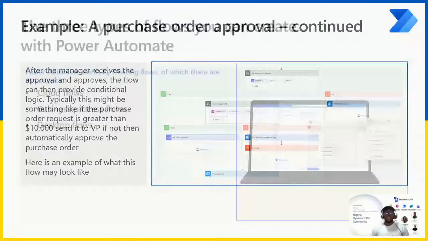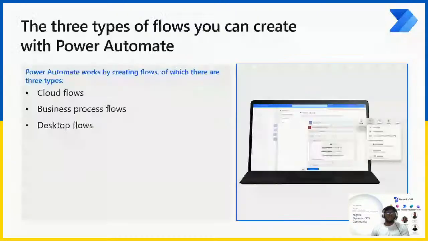Business process flow is a unique kind of flow that works best, or works majorly, or even works at all with Dataverse and model driven application, MDA. So business process flow helps augment the processes with model driven application and Dataverse. Then we have the desktop flow, which is the robotic process automation flow.